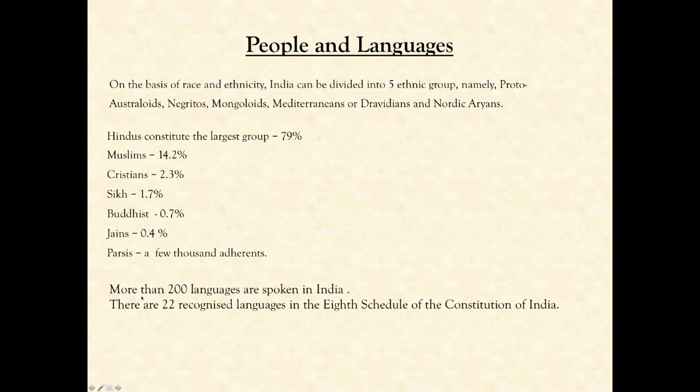More than 200 languages are spoken in India. There are 22 recognized languages in the 8th Schedule of the Constitution of India. As in the Indian Constitution, there are some schedules. So out of 200 languages, 22 languages are recognized in the 8th Schedule of the Constitution of India.